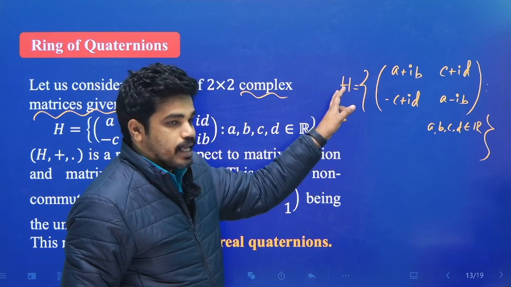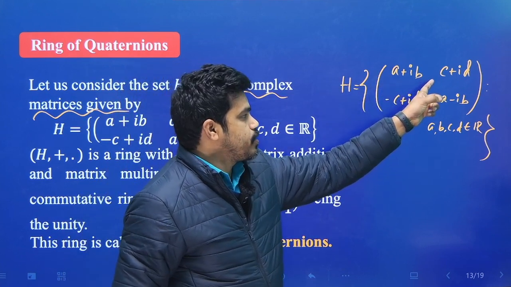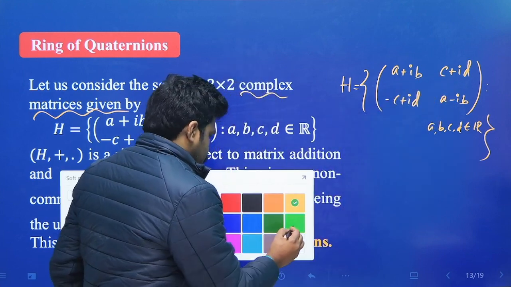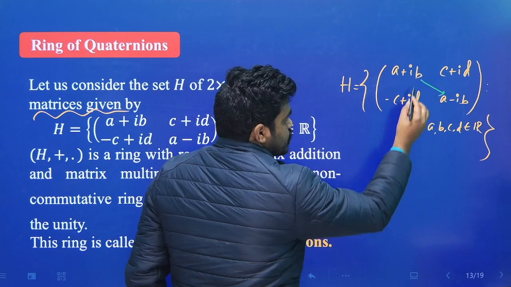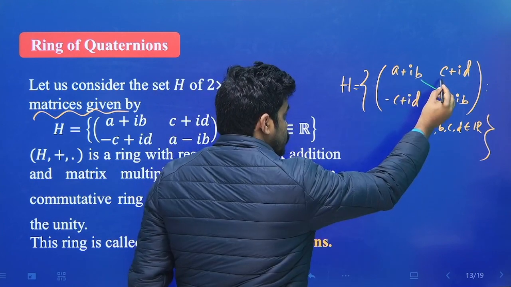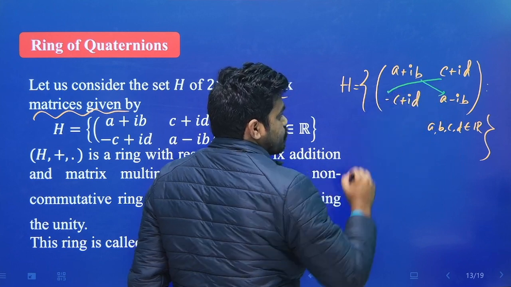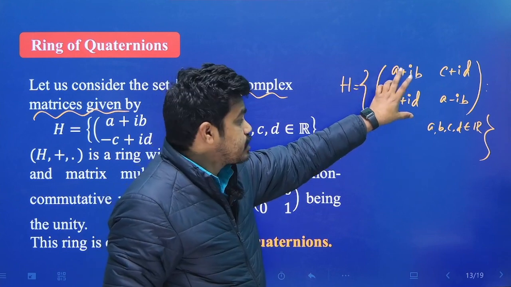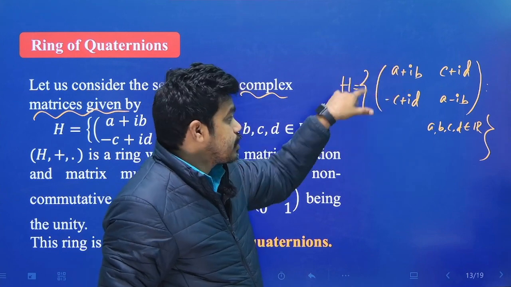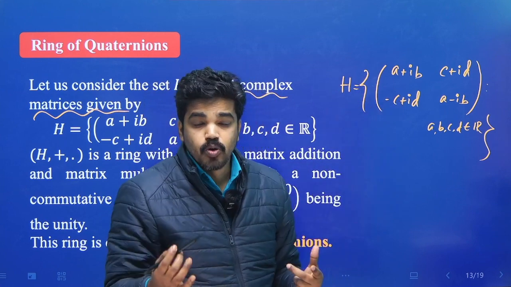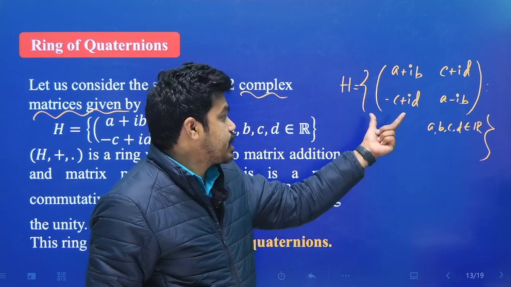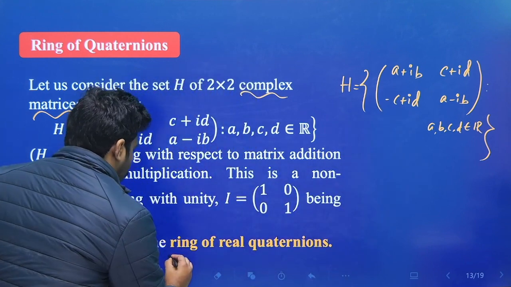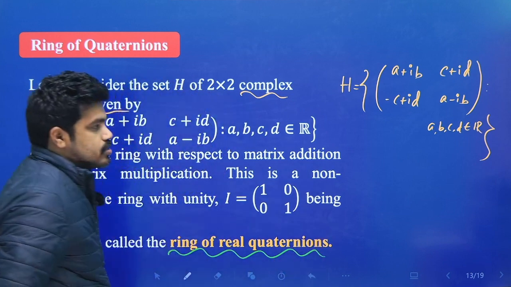So note this, H is equal to the matrix with a plus ib, c plus id, minus c plus id, a minus ib. See what the structure is: just the conjugate of a plus ib is taken, that is a minus ib. The other entry is not conjugated; c is real, minus c plus id, in this form. This is a complex matrix, this is a 2 cross 2 complex matrix, this forms a ring with respect to matrix addition and multiplication, and this ring is called ring of real quaternions, okay?